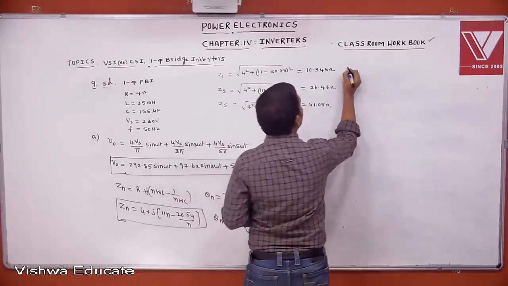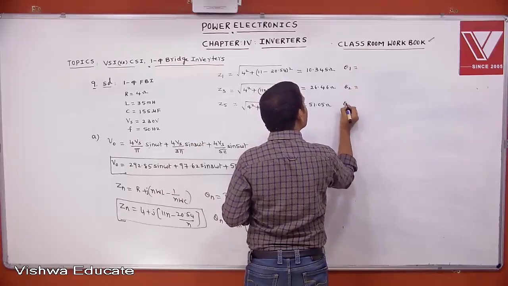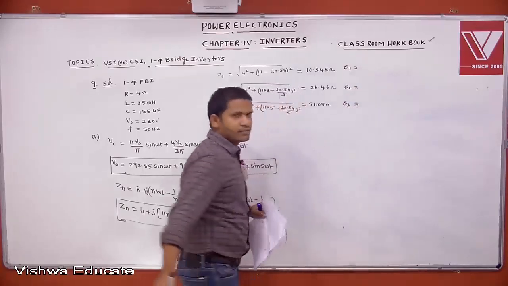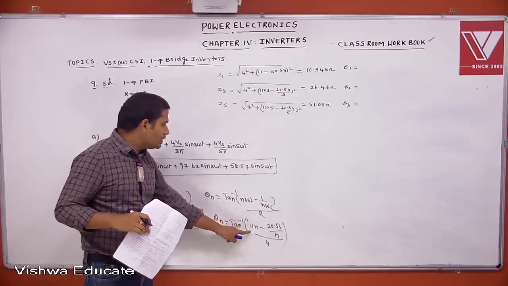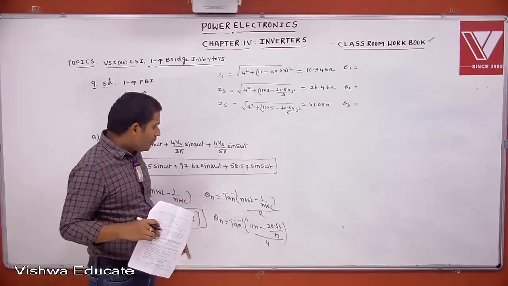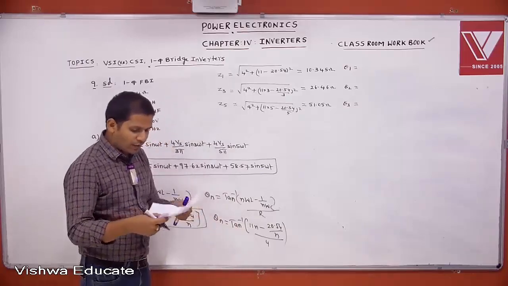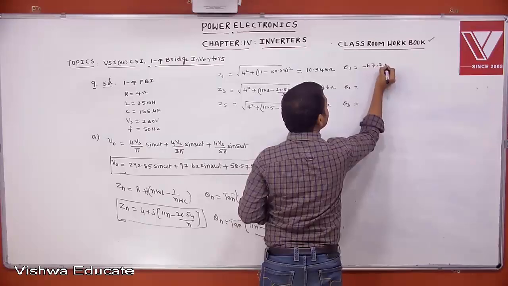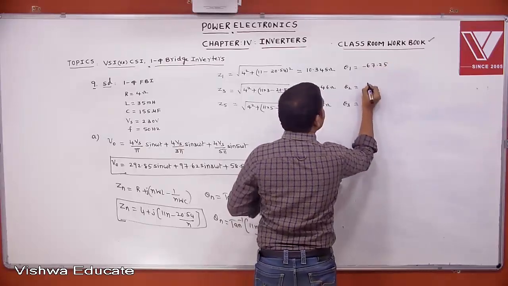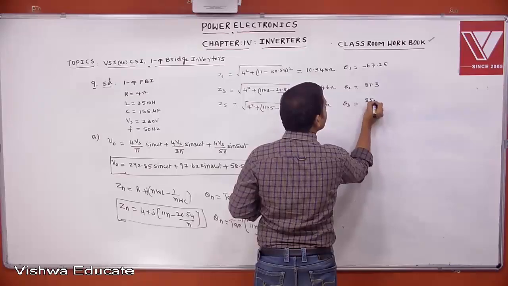Similarly, what is theta 1, theta 3, theta 5? You substitute n equal to 1, n equal to 3 and n equal to 5. Then you can get minus 67.25 degrees, then 81.3, and then 85.5.